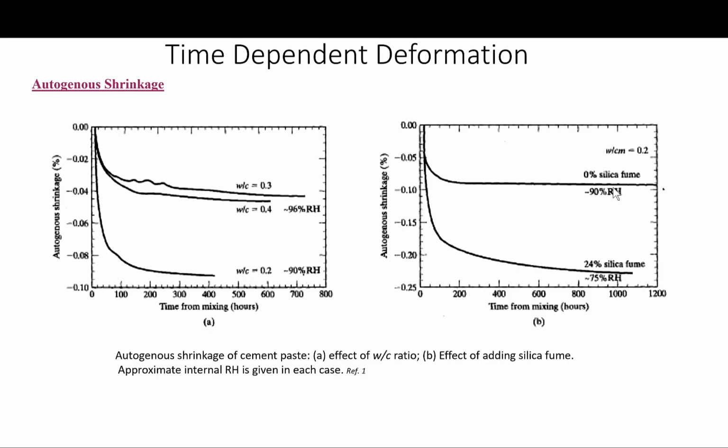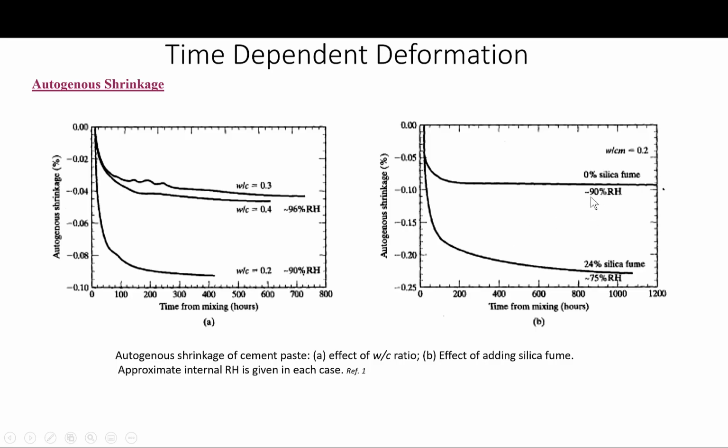Okay, so as you can see here, the dependence of the autogenous shrinkage on water cement ratio. Look what happened here when we dropped from 0.3 to 0.2. Basically the relative humidity of the hydrating concrete or cement paste will drop. And here is the effect.